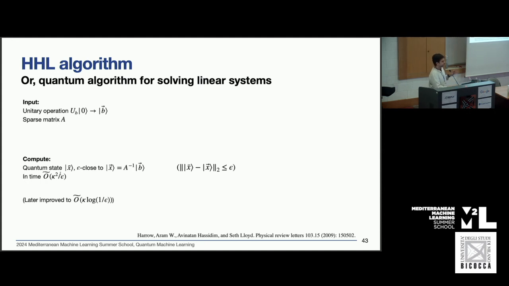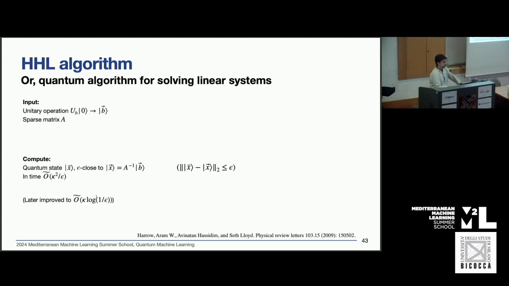What you're paying is the condition number, which is basically the ratio between the highest singular value and the smallest singular value. It's a metric that tells you how well behaved your linear system is. So how easy it is, how stable the solutions are. In the original algorithm, you pay a quadratic cost in this term and a linear cost in 1 over the precision. This algorithm was amazing at the beginning because people didn't expect to have exponential speedups on solving linear systems. And of course, it led to improvements.